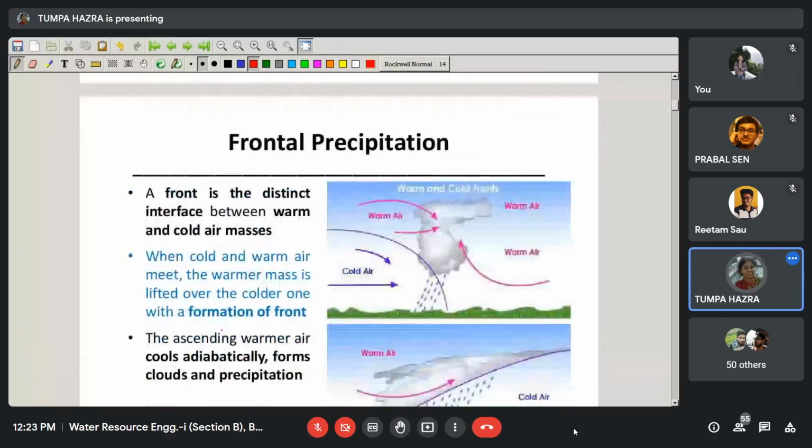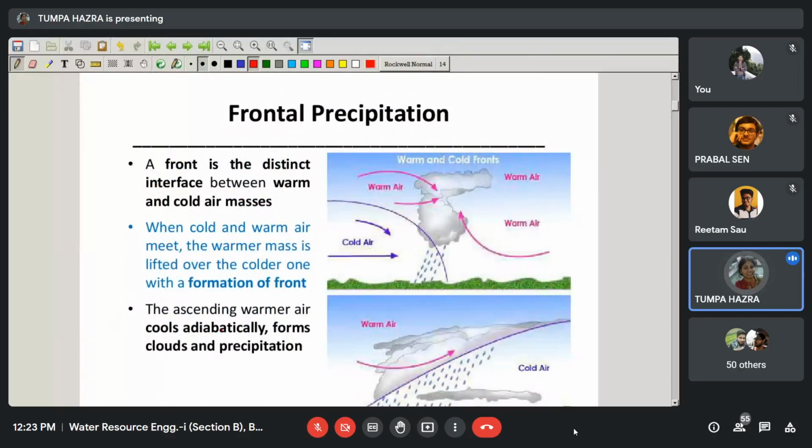Now, what is frontal precipitation? Frontal precipitation occurs whenever two distinct air masses meet each other. Basically, a front is the interface between two distinct air masses, one a warm air mass and the other a cold air mass. Whenever these two meet each other, you know that the warm air is lighter than the cold air.